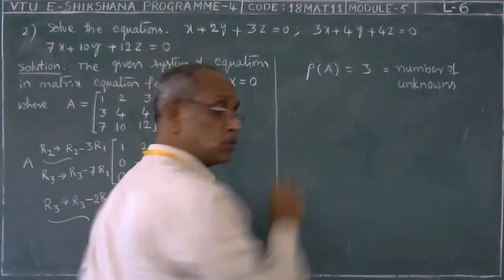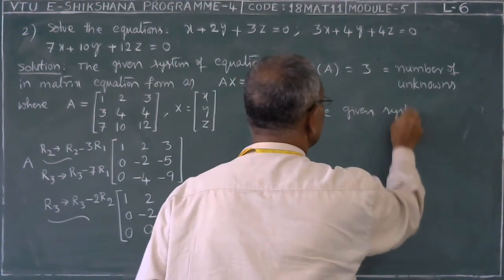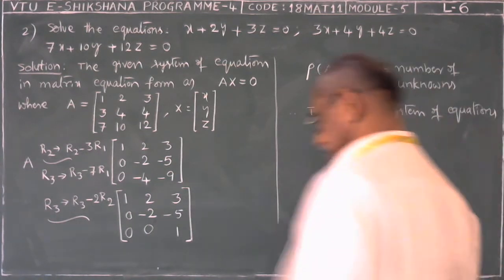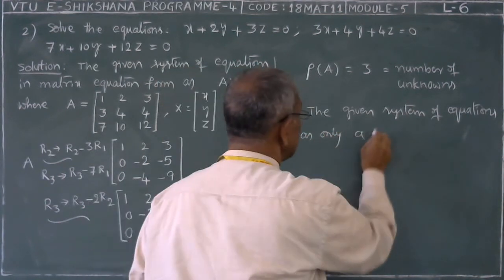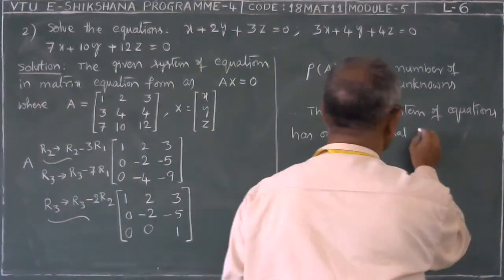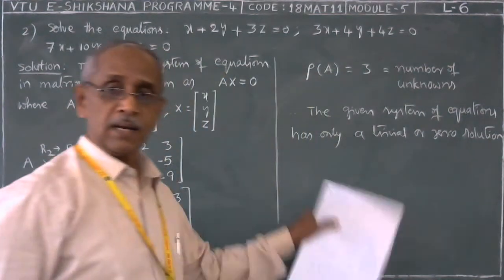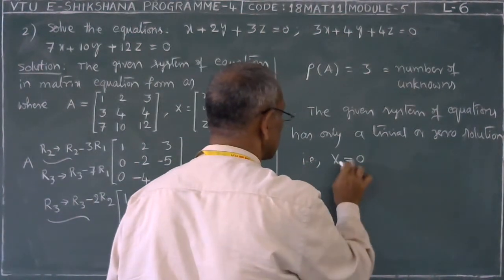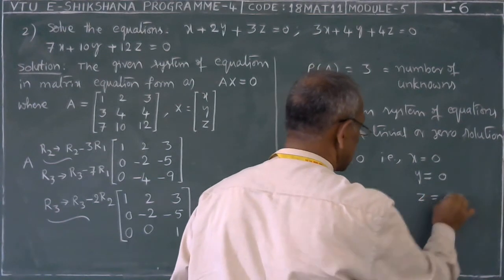Therefore, the given system of equations has only a trivial solution, the zero solution. That is x is equal to 0, y is equal to 0, z is equal to 0.